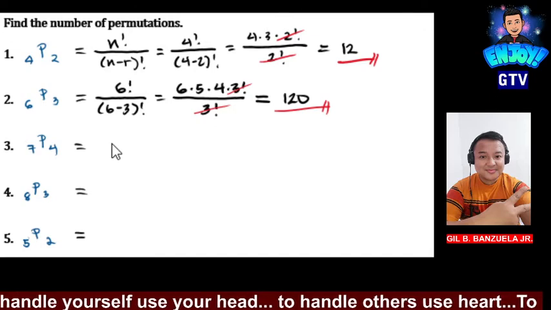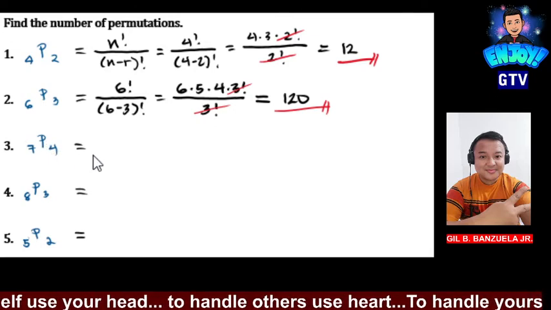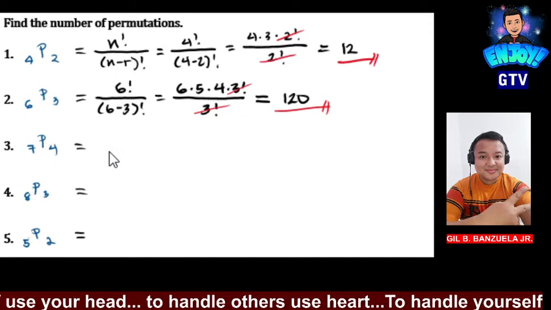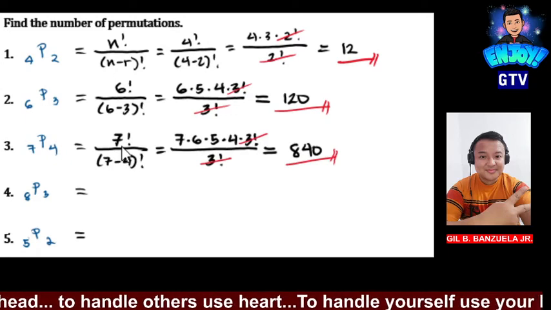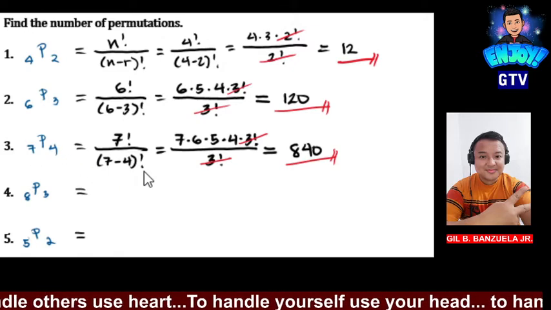Let's proceed on number 3. What is the permutation of 7 taken 4? Again, our n is 7. That's why we arrive at 7 factorial, and n minus r, which is 7 minus 4 factorial.